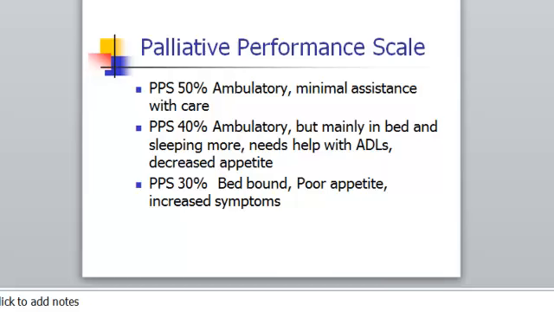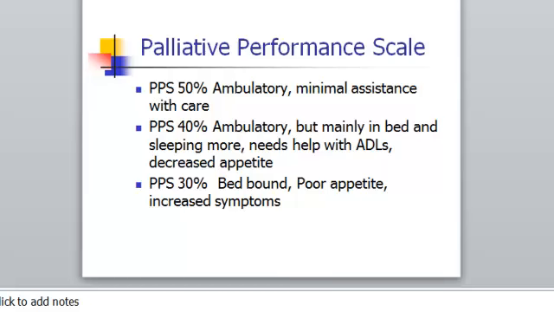30% is they're bedbound, and they can't get out of bed. They can't ambulate anymore. So then you have to work with the caregivers on how to take care of someone who's in bed all the time. They have a very poor appetite. They don't want to eat. They may just want liquids. This is when we're talking about they may have weeks to months to live, probably more like weeks.